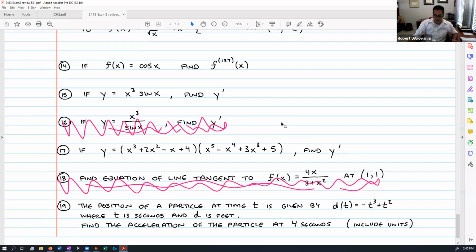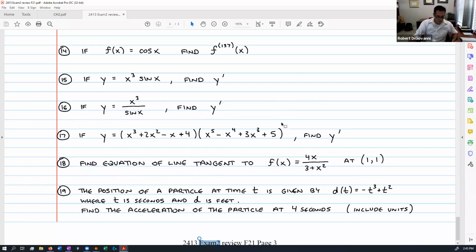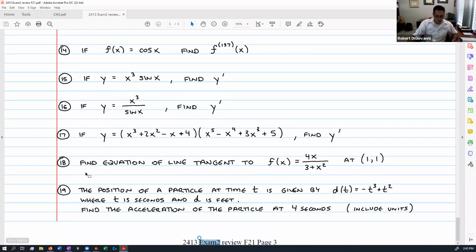All right, the last one here. The position of a particle at time t is given by a function. So I give you a function that gives you position, and then I ask you for the acceleration at a certain point in time. So you just have to remember what I told you about this, right? You start with position. The first derivative gives you what?